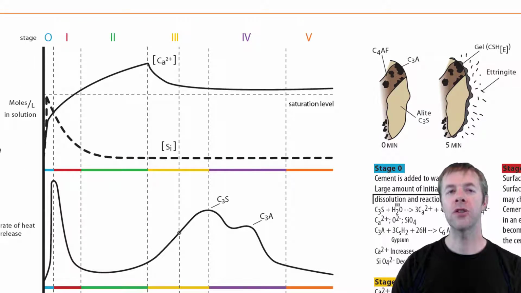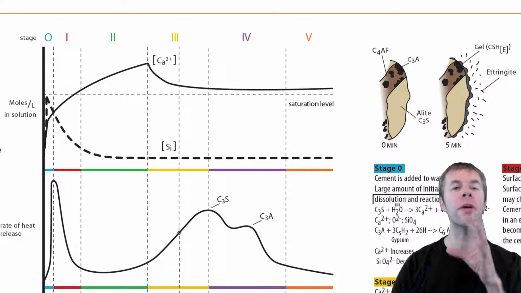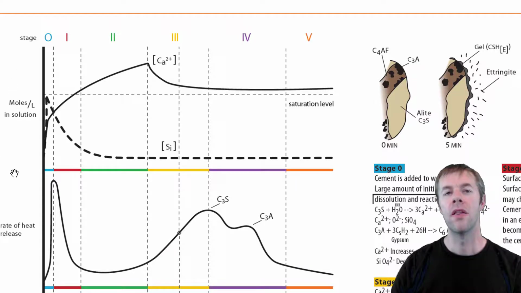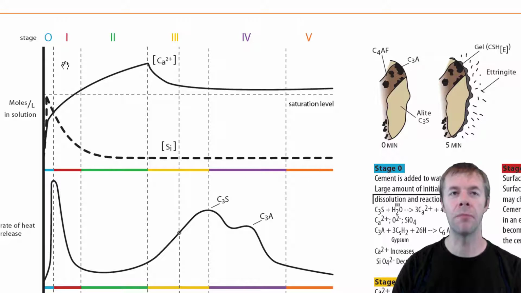Start in the upper left-hand corner. This graph shows the concentration of different ions in solution. This is what's swimming around. This is moles per liter, like a concentration of chemical species. And here's calcium. Here's silicon, and the x-axis is time. And we have these different stages: Stage 0, 1, 2, 3, 4, and 5. We'll talk about each one of those stages. This line right here, here's the saturation level. We're going to be above saturation in certain time periods for calcium.